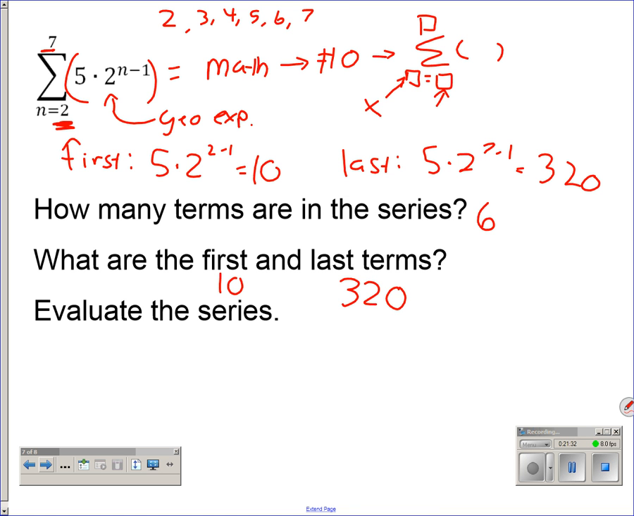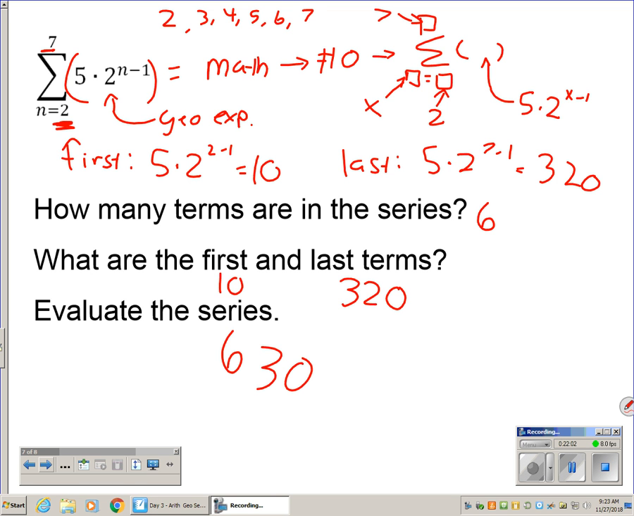For that first space, well, that's a 2 in the original sigma. We're going to our 7th term, so we plug 7 in there. And whatever our equation is, that's what's going to go in the parentheses. So right here, we're going to plug in 5 times 2 to the x minus 1 power. Then it'll give us whatever our answer is. So let's practice that. Now, I'm getting 630 whenever I evaluate that. 630 is the answer.